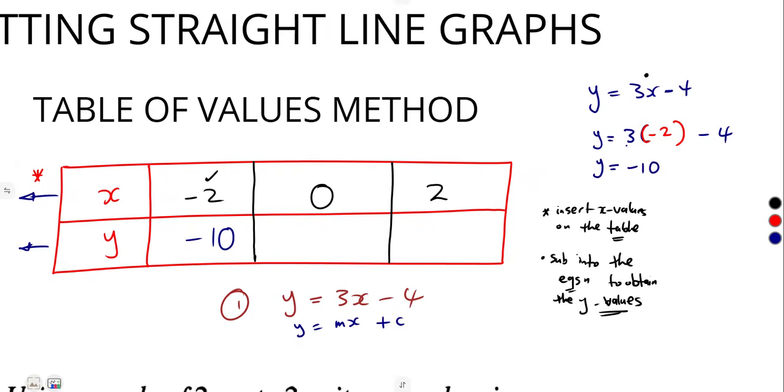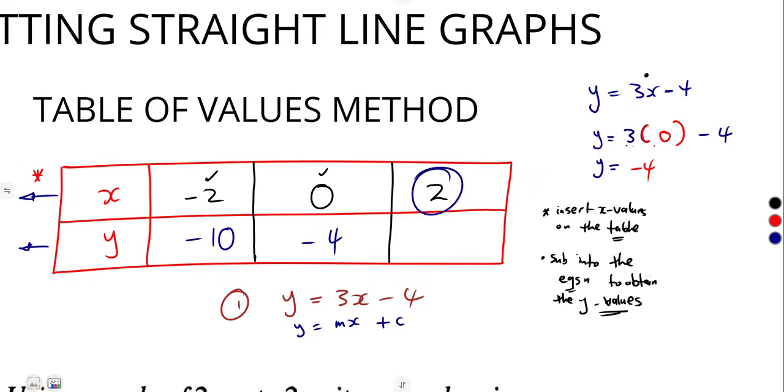When x is equal to 0, you do the same thing, guys. This is just going to be the substitution here. So you substitute the value of x. X is what? X is equal to 0. So this time your x value is 0. 3 times 0, that's a 0, minus 4. That's going to give us what? -4. So the y value is -4.